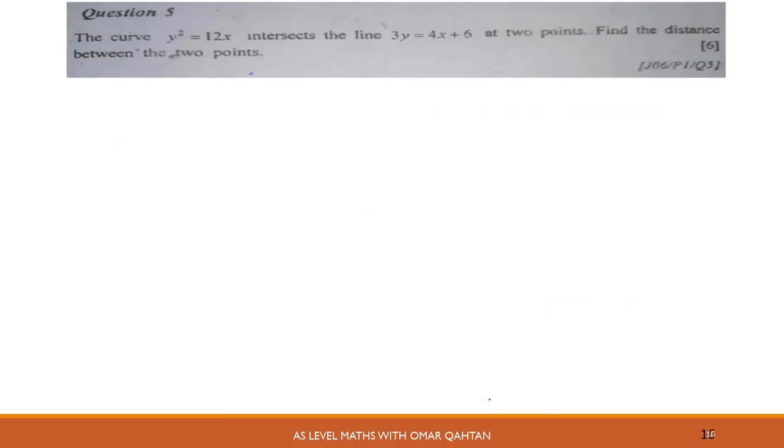In this question, the curve y square is equals to 12x and the line are intersecting at 2 points. So this is pretty simple. Whenever a line and the curve intersect with each other, and you have to find the distance between the 2 points, first we should know the coordinates where they are meeting. First we'll find those coordinates and then we will apply the distance formula and we are done.